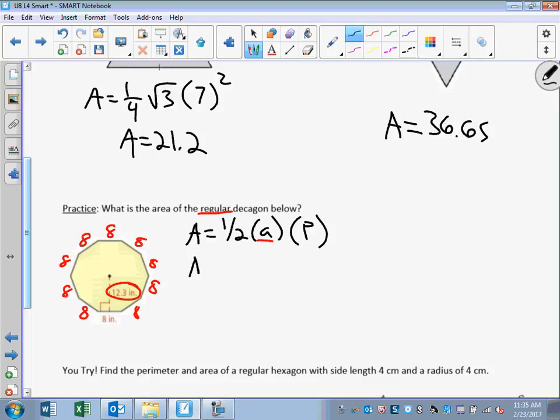So if we plug in, we got 1/2, apothem is 12.3, perimeter is 80. So you should get 492.